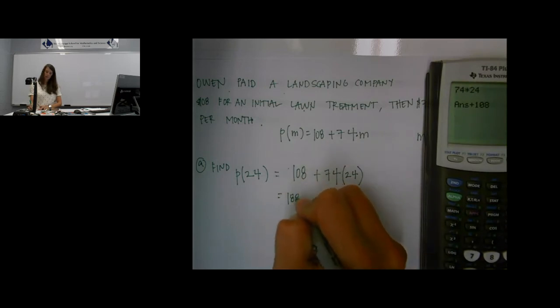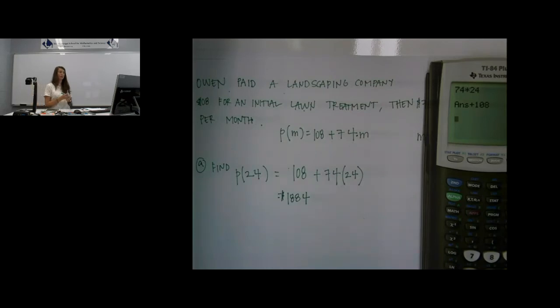So that means $1,884 that you're going to pay over 24 months of service. Okay, so after 24 months of service, we will have paid $1,884. Okay?